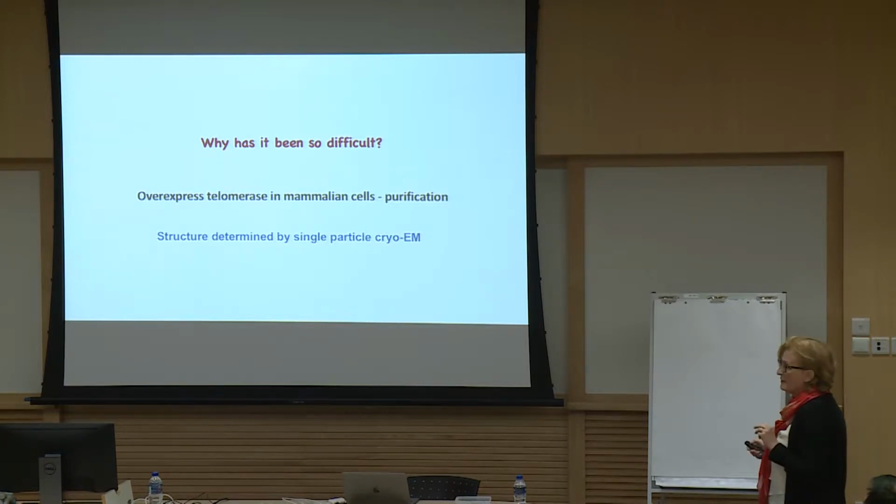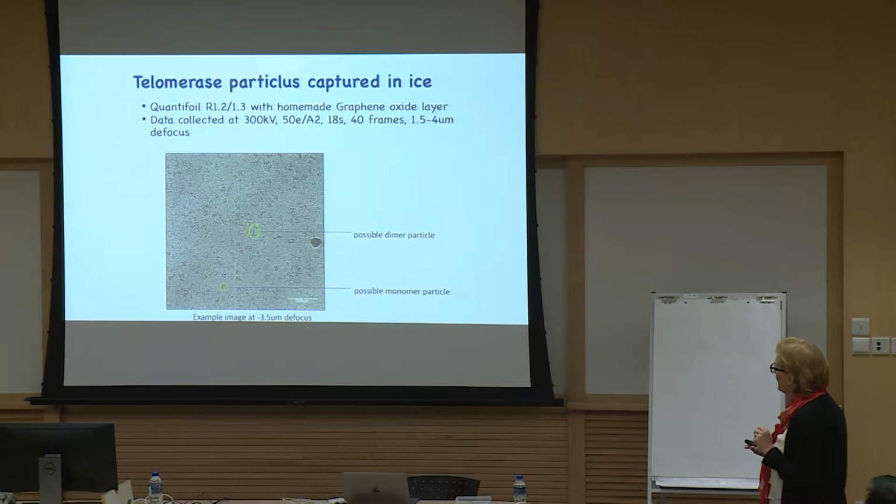And it's been a very, very difficult problem, because even in a cancer cell, you only have 50 copies of this enzyme. So we had to produce it by overexpression in mammalian cells and purify it. And this has been a huge bottleneck. It's taken years. But anyway, we are sort of there now.